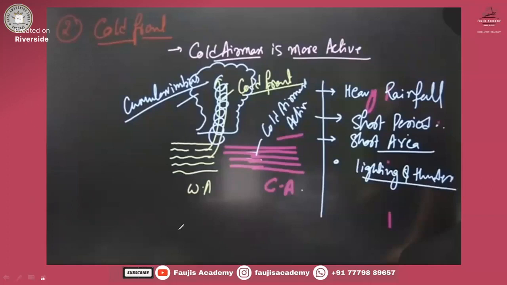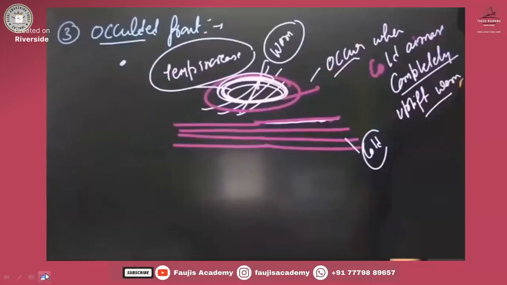At that time the warm front will rise steeply, and there we'll have the formation of cumulonimbus cloud. Due to the cumulonimbus cloud, we have heavy rainfall, and that heavy rainfall will be for a short period. And then in the cold front, we'll have a short area, and we have thundering and lightning in this part, because we have the formation of cumulonimbus cloud. So now that was about the cold front.